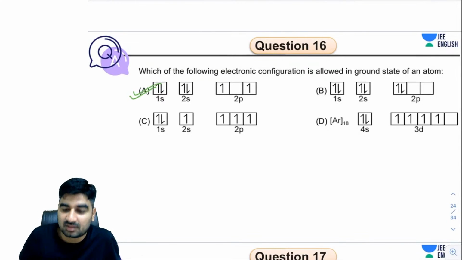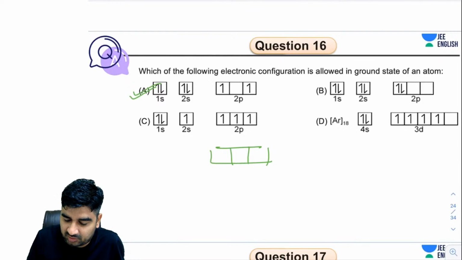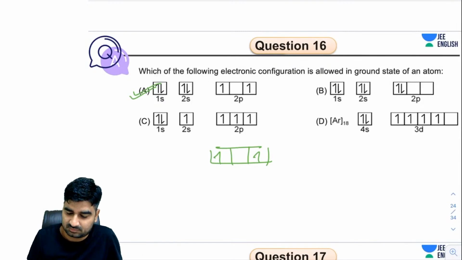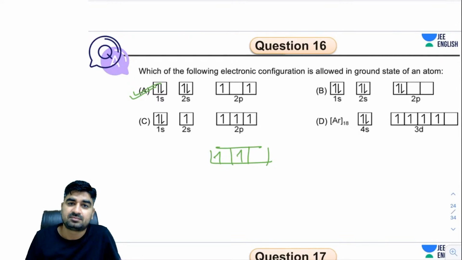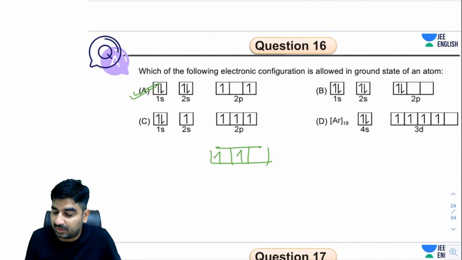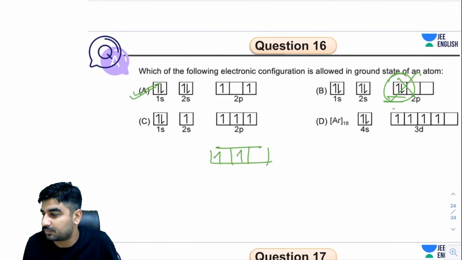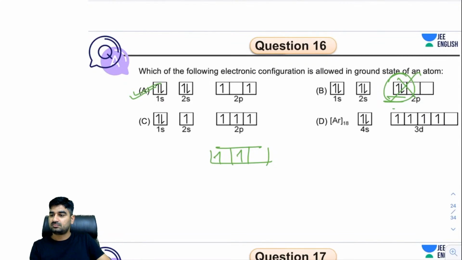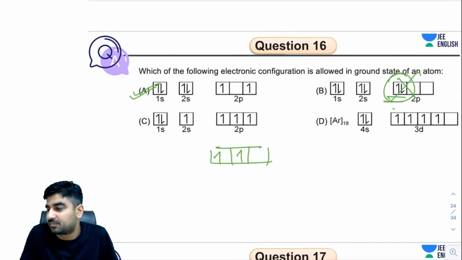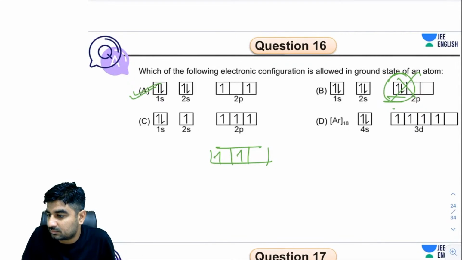Why is A the correct answer? I have already shown you that 2 electrons you can fill anywhere, but the spin should be the same. You can also fill it here. But this is wrong. Which rule is violated? Write down in the box. Which rule is violated here? Tell me which rule is violated. Yes, Hyun. Exactly. You guys are really awesome. You are doing very good.